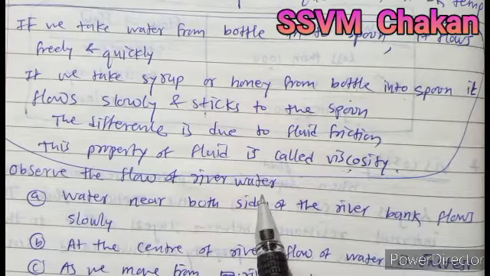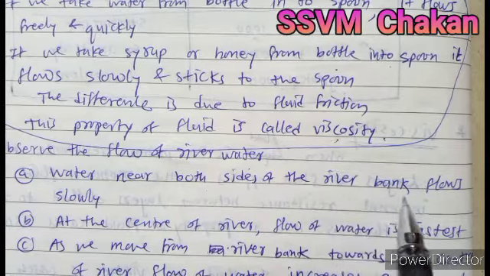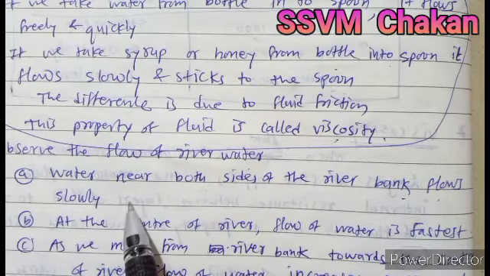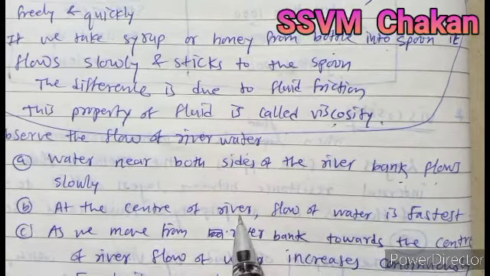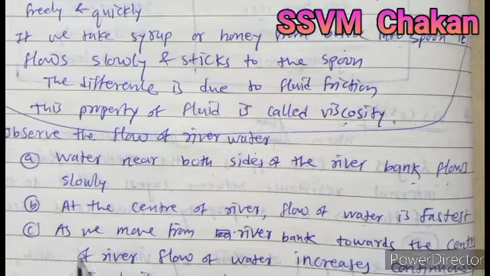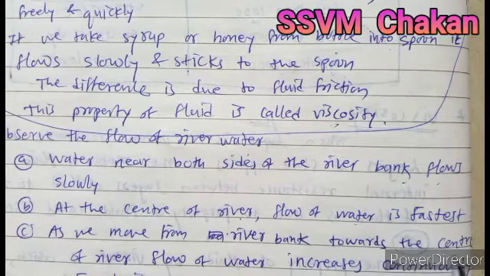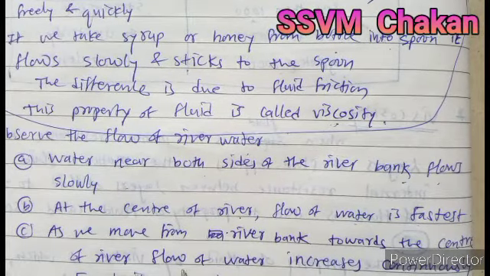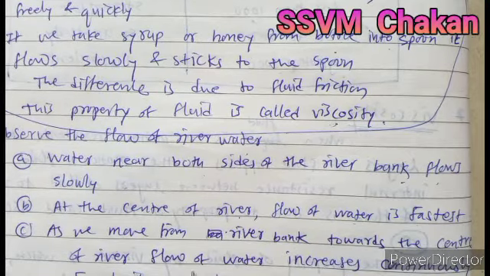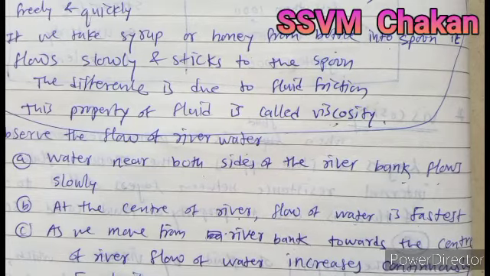Observe the flow of river water. Water near both sides of a river bank flows slowly. At the center of the river, the velocity of water is larger. As we move from the river bank towards the center of the river, the velocity of the flow of water goes on increasing. At the middle portion, the velocity of flow of water is largest in a river.